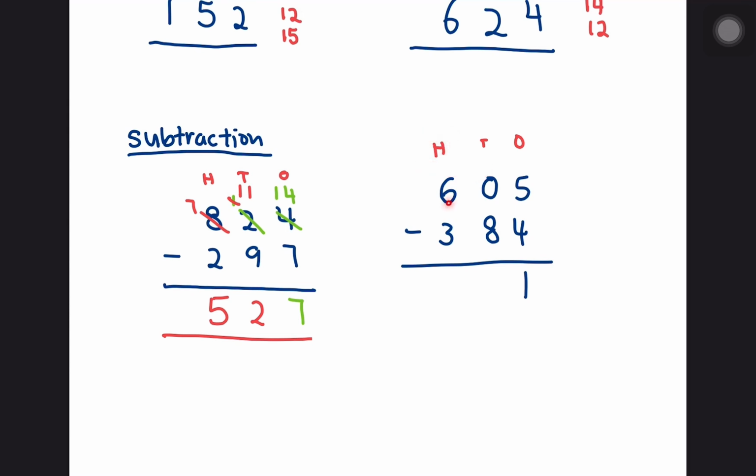Hundreds place got 6 hundreds. How many should we take? Just 1. So I have 6, I take 1, I'm left with 500. And what do we do with the 100? I regroup it to the tens place. And I have a balance 0 here, so the new number now is no longer 0, but 10 tens. So 10 minus 8 tens will be 2. Lastly, subtract the hundreds place. 5 minus 3 is 2. So my answer is 221. Alright.